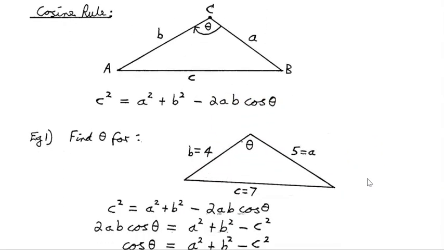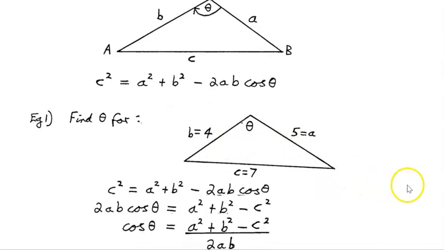Okay, so let's find theta for this particular triangle here. Call this side length c, give it 7 units, whatever they are. This side length here, b equals 4 units, and this side length here, a equals 5. And we'll nominate this as our angle theta. This is the angle we're trying to find for this particular problem. How do we use the cosine rule for that purpose?